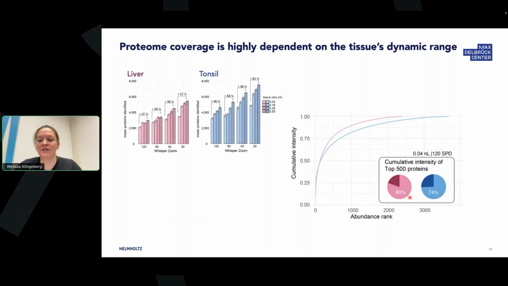So this is something that you always need to consider if you want to design your own project, and that you test this out, because every tissue is a little bit different. So it's hard to make assumptions from the beginning without seeing any data.